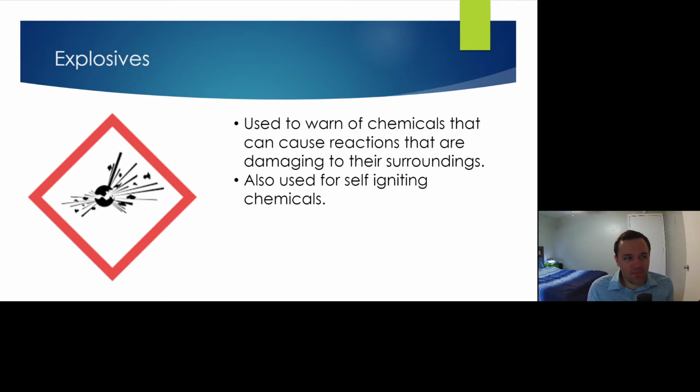This is pretty self-explanatory. It's the warning for chemicals that can cause reactions that will damage their surroundings. So you especially don't want to be doing this if you're using chemicals that have this symbol on them. You're going to be doing it with some kind of barrier between you and the reaction. A face shield, or do it inside a fume hood or something like that, where if it does explode, it's not going to send shards of broken glassware, shrapnel flying at you that can be dangerous.